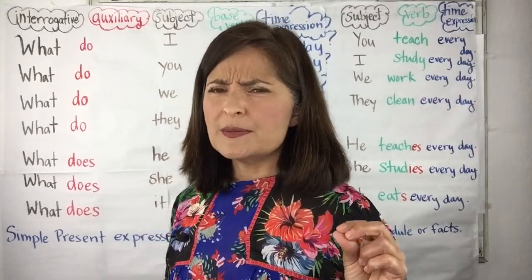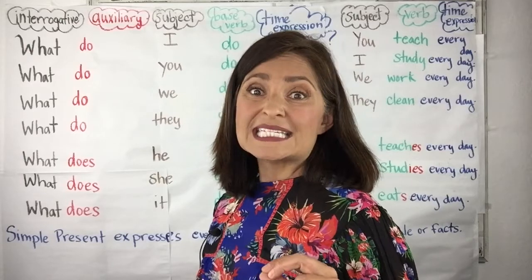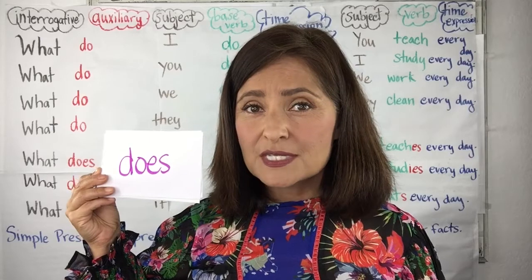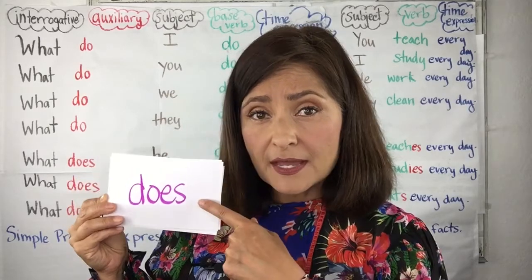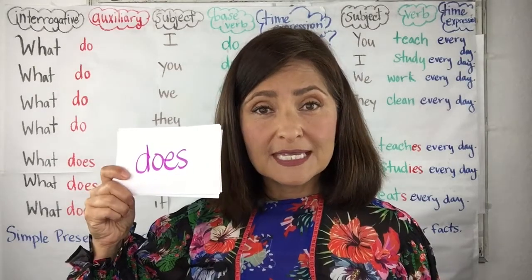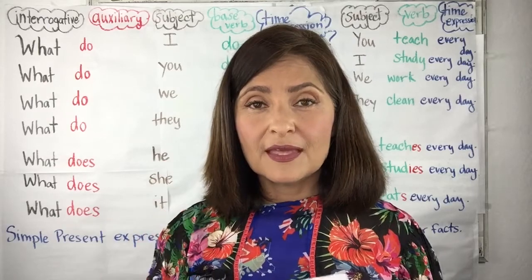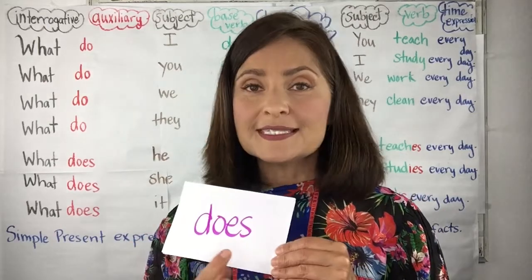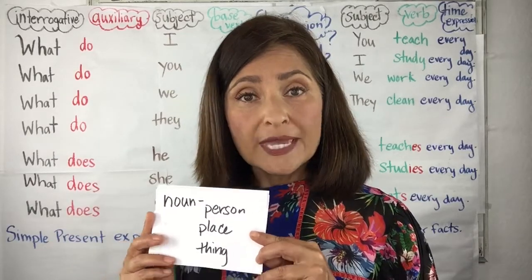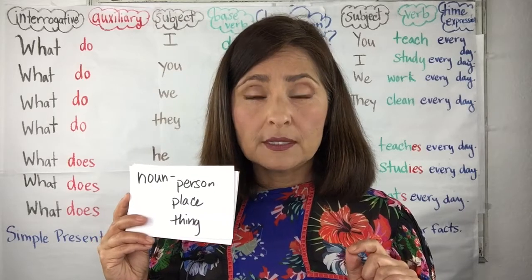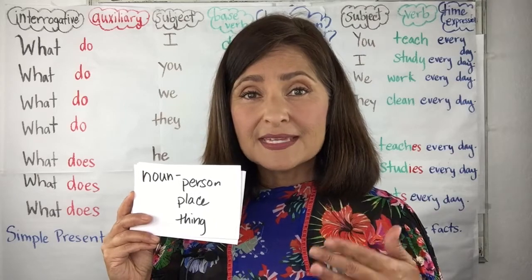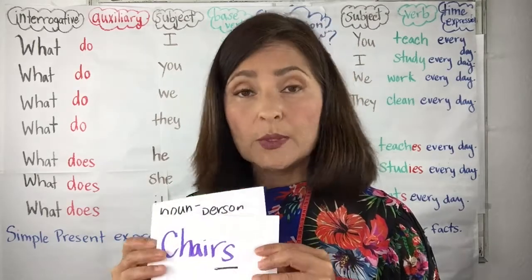Now we get to the tricky part, which is the auxiliary does. The auxiliary does has an S, and this confuses many people because I tell them that does means singular. Does is singular. And people get very confused because they see the S. And this is why they get confused. Because when we have a noun, a person, a place, or a thing, and we want to express it in the plural form, we add an S.